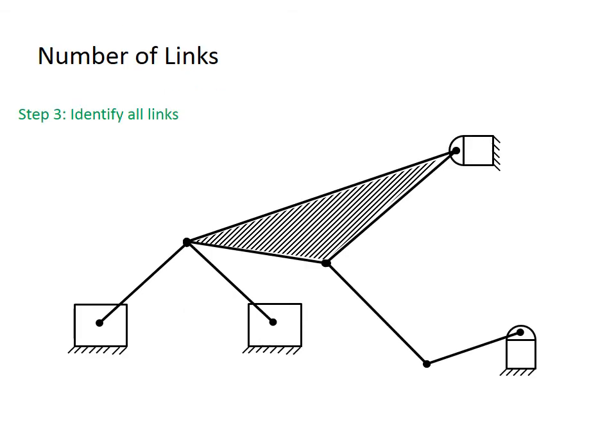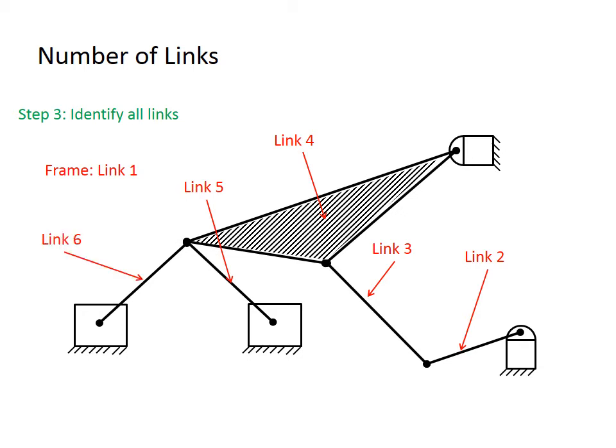The next step is to identify the number of the links. The first link is the frame, and we are going to count it as link number 1. Link 2 is the crank. Link 3 and link 4 is a triangle link with 3 nodes. Link 5 is connecting this triangle to the slider, and link 6 is connecting to the other slider. Link 7 is the slider itself, and link 8 is the other slider. So the total number of links is 8.